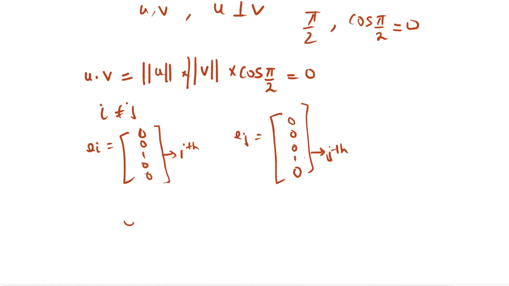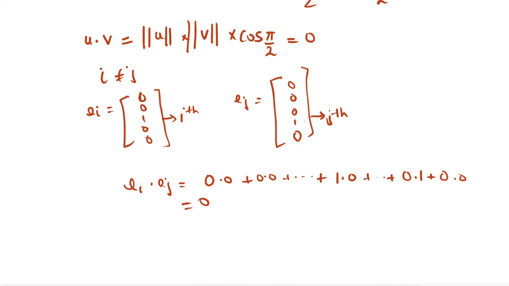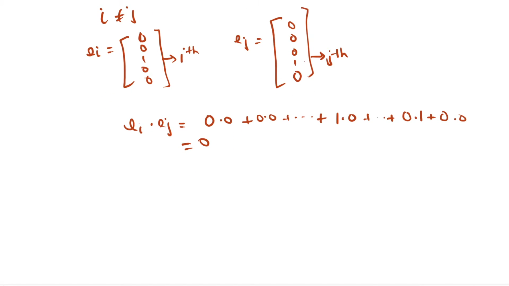And if I were to find out the dot product of ei and ej, I'll get 0 into 0 plus 0 into 0 plus the ith term will be 1 into 0 and the jth term will be 0 into 1 and everything else will be 0 into 0, and this will be 0, right? So the dot product of ei and ej is 0, and hence we can say that ei and ej, these two standard basis vectors, are orthogonal to each other.